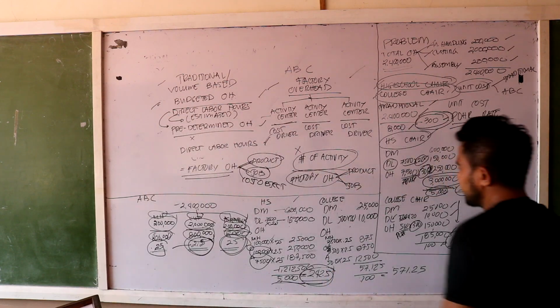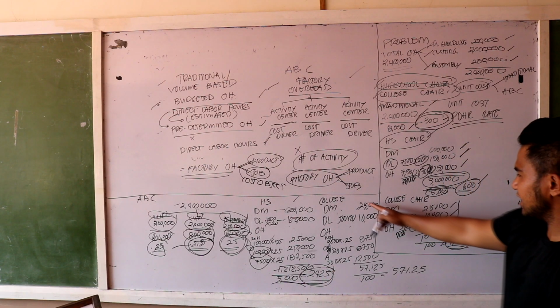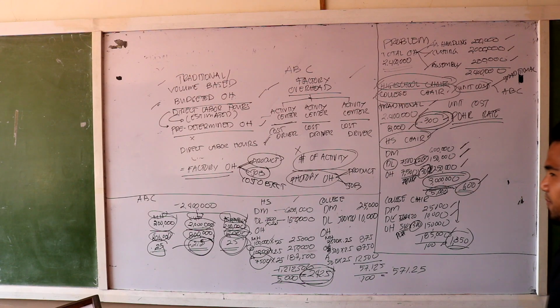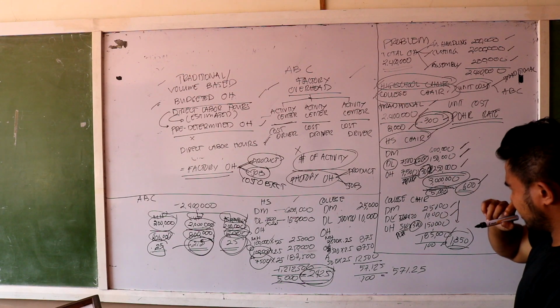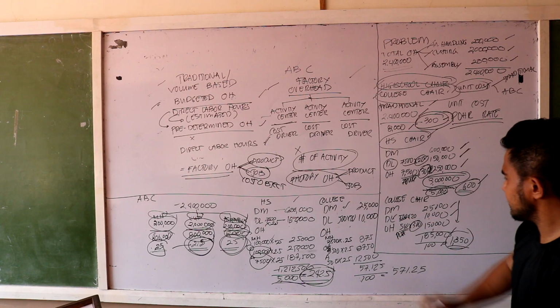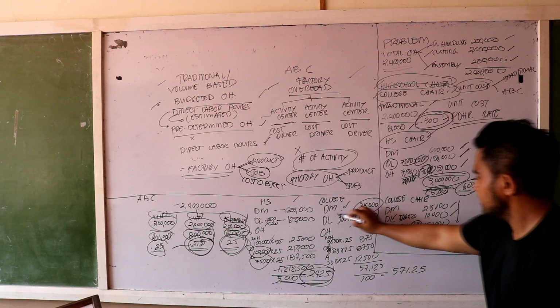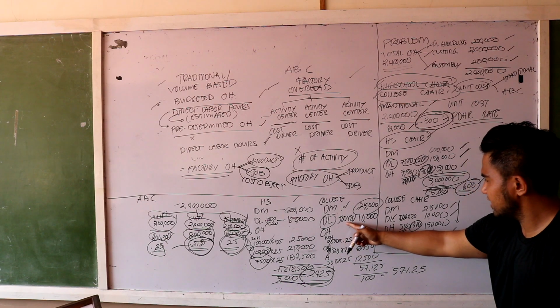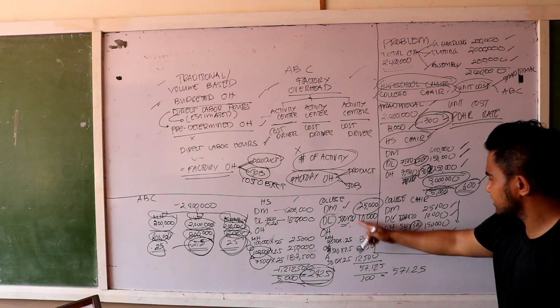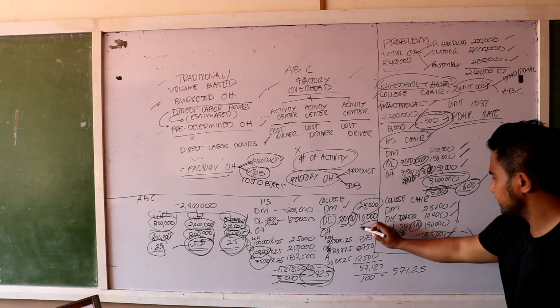And lastly, how much is the unit cost per college chair using ABC? So we are only to copy direct materials used, 25,000. Direct labor computed as the 500 direct labor hours times the 20 rate. That will give you 10,000.